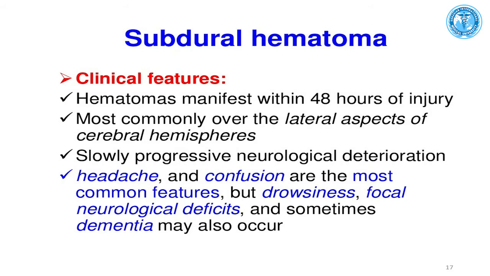Subdural hematoma clinical features: hematomas manifest within 48 hours of injury, most commonly over the lateral aspects of the cerebral hemispheres. Slowly progressive neurological deterioration, headache, and confusion are the most common features, but drowsiness, focal neurological deficits, and sometimes dementia may also occur.